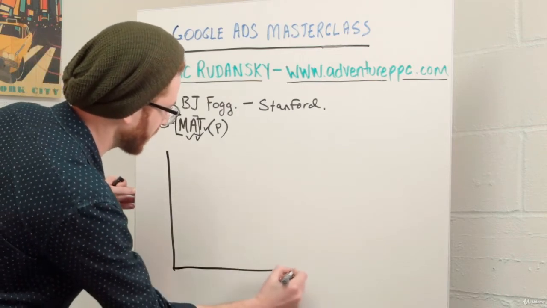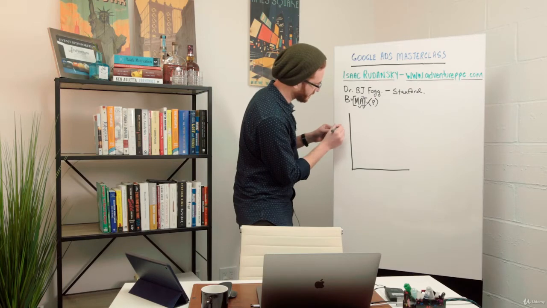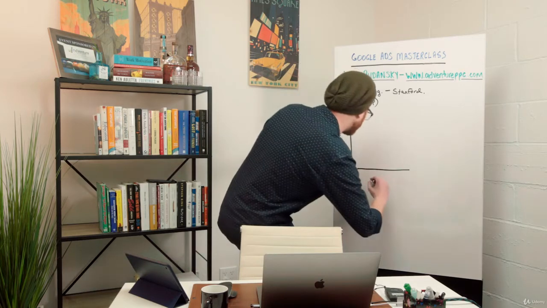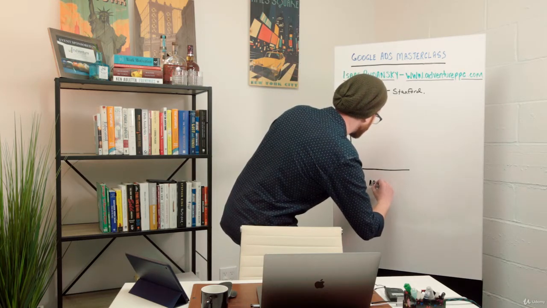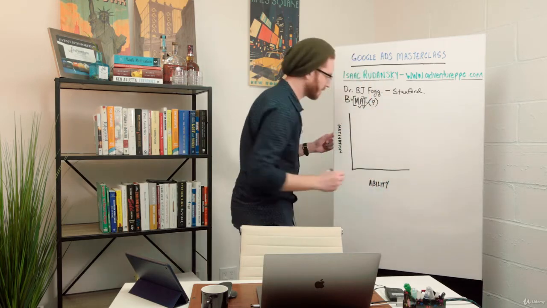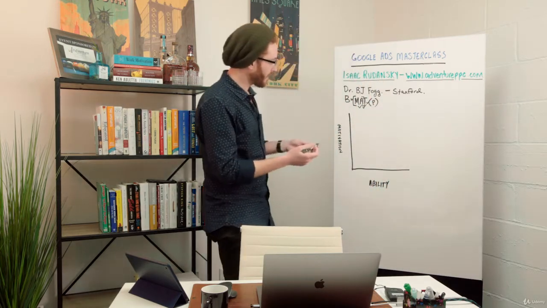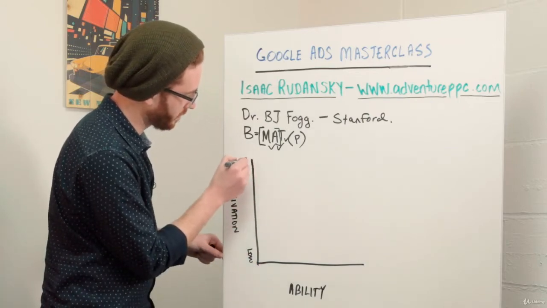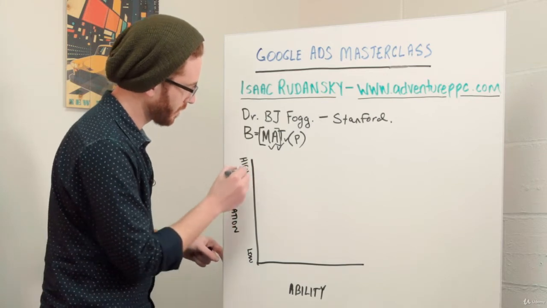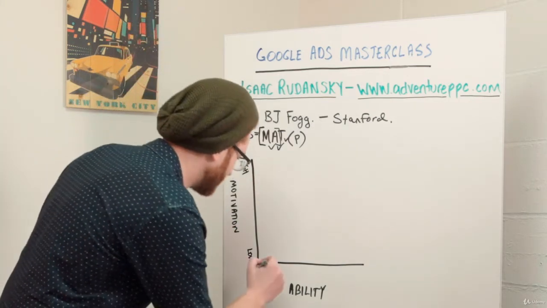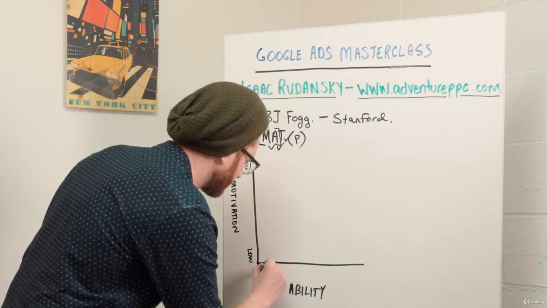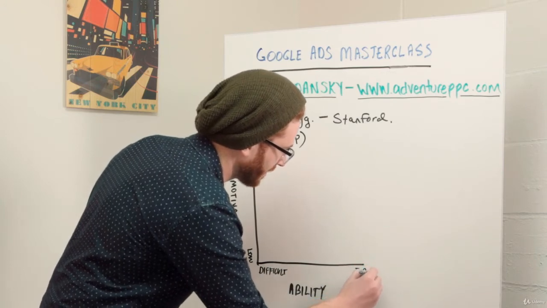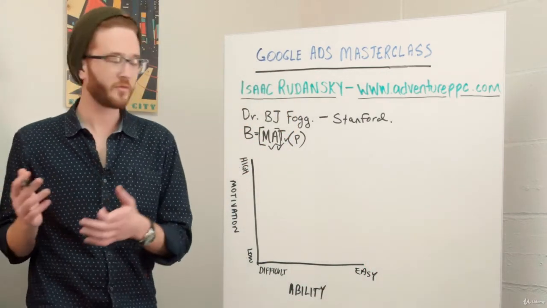And I apologize for that annoying squeaking. So on the vertical axis, let's label this motivation. And down here, we'll label this horizontal axis ability. Okay, so you have motivation, you have ability. Motivation starts off, let's say, down here, low, and up here, a lot of motivation. And you have difficult on this end and easy down here on this end. That's the basic Fogg behavioral model setup.